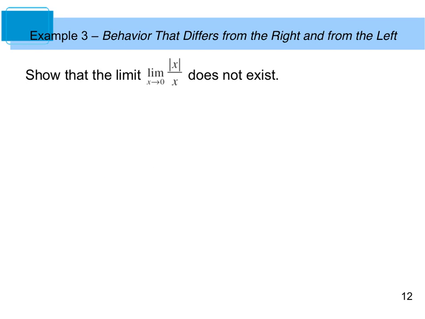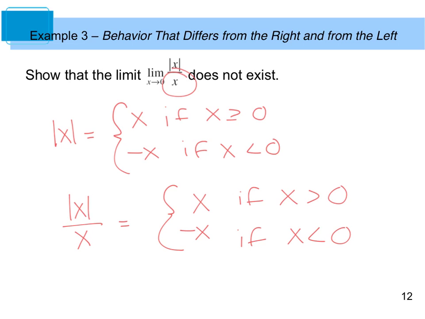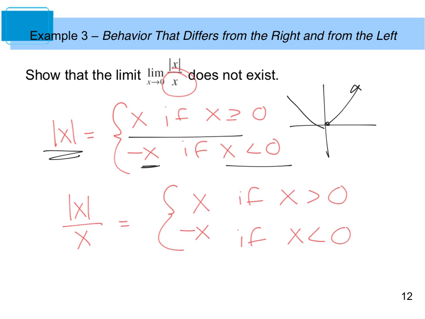We want to show that the limit of the absolute value of x divided by x, as x approaches 0, does not exist. So based on the definition of absolute value, this will give me the piece of the piecewise function that looks like this, if x is greater than or equal to 0. It's going to give me the other piece, we're going to pretend it's a nice straight line, if x is less than 0. However, this stipulation tells me not to include 0, so I'm going to change my piecewise function to look like this.